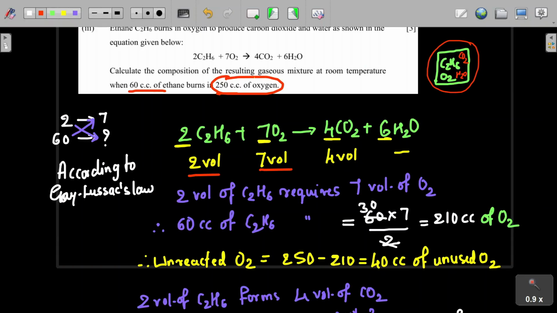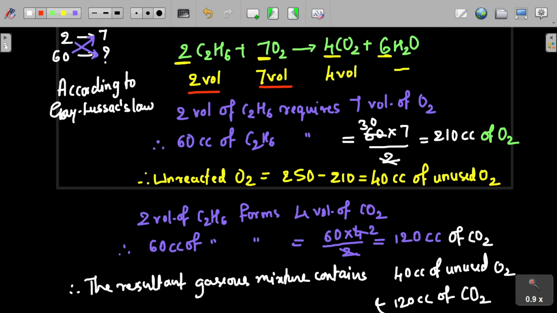First, you always have to check whether the oxygen amount is in excess or not. Most of the time it will be in excess only. Then the product and all, it is very simple.